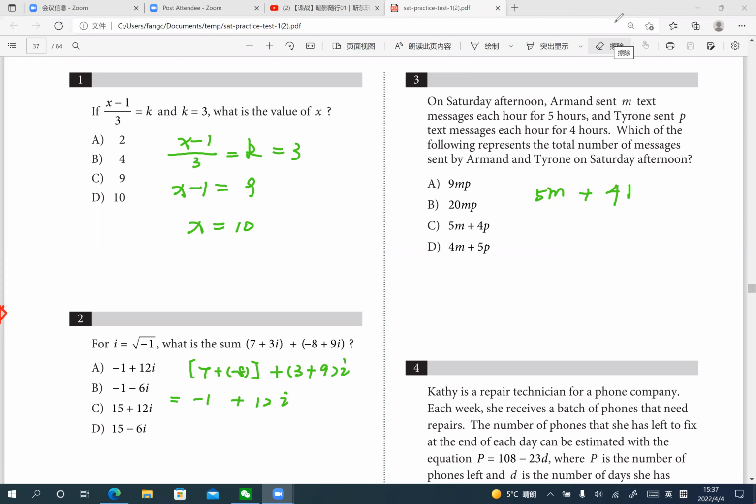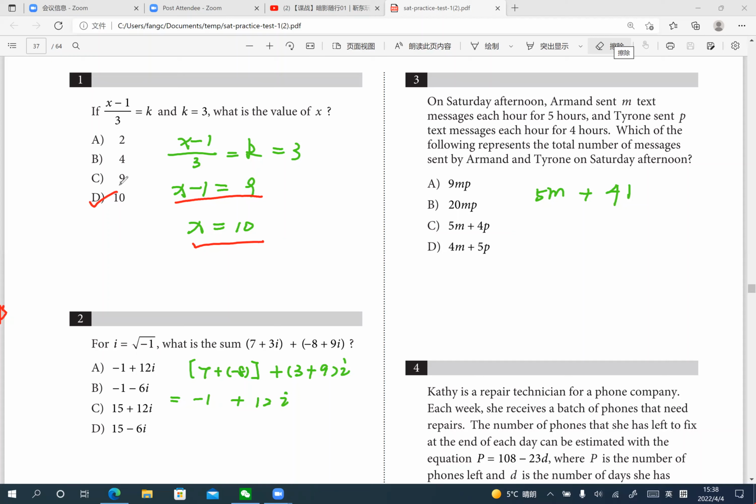SAT test 1. Question 1. If (x minus 1) over 3 equals k and k equals 3, what is the value of x? We substitute 3 for k, and we get (x minus 1) over 3 equals 3, which means x minus 1 equals 9 and x equals 10. The first question, we should choose option D.